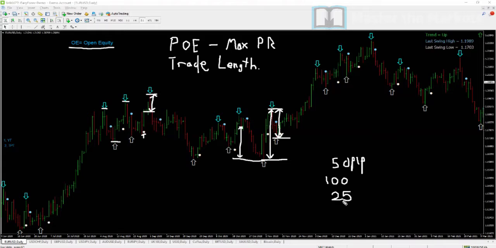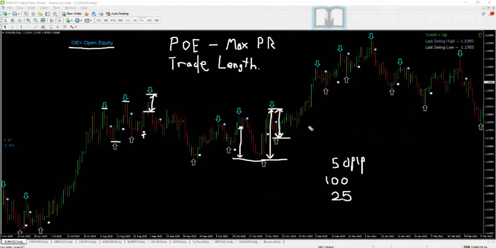So therefore, we know that we have a high probability of this trade running to 25 pips, and then we can exit the trade there. In the elite room, we have some of those trades already running, because that's what we've done. We've taken the open equity, we've looked at where it moves and how far it moves, and then we've placed a strategy according to that plan.